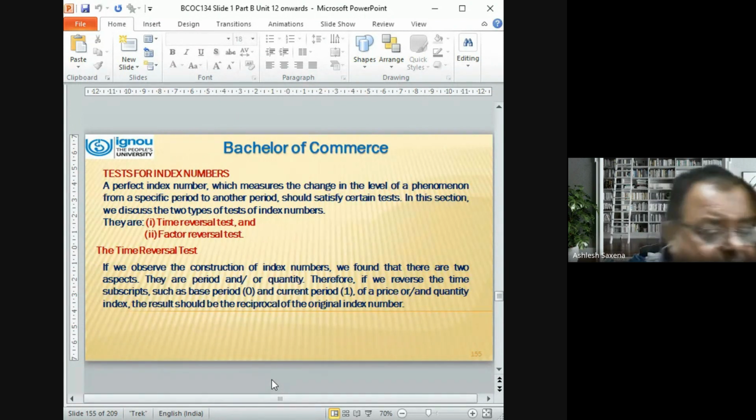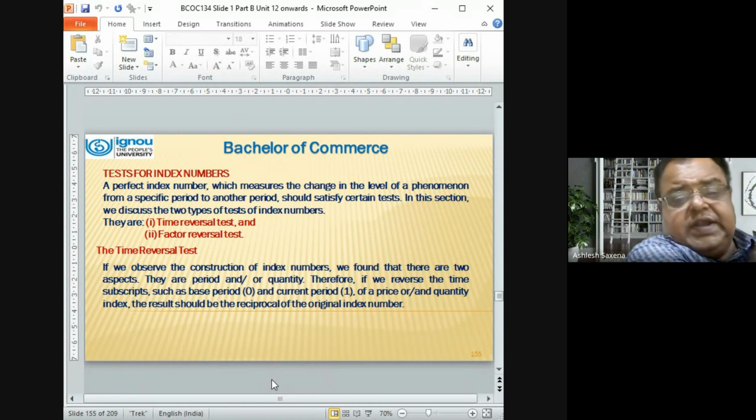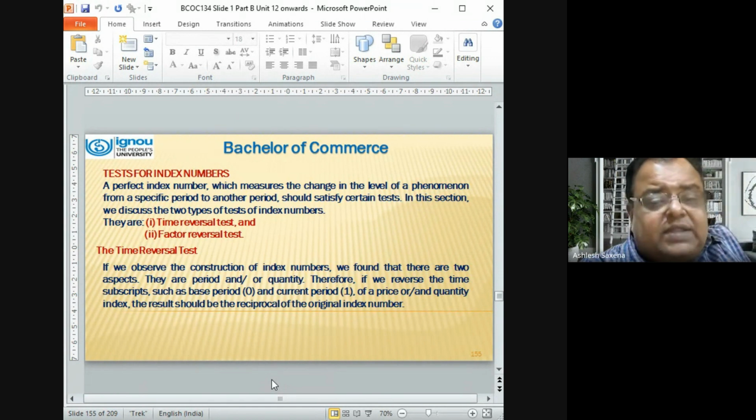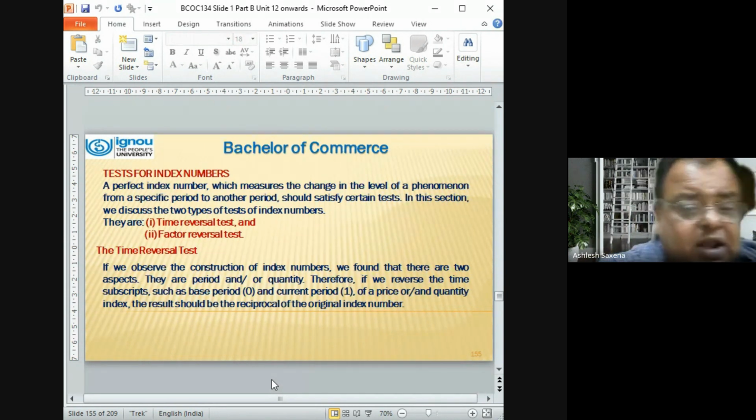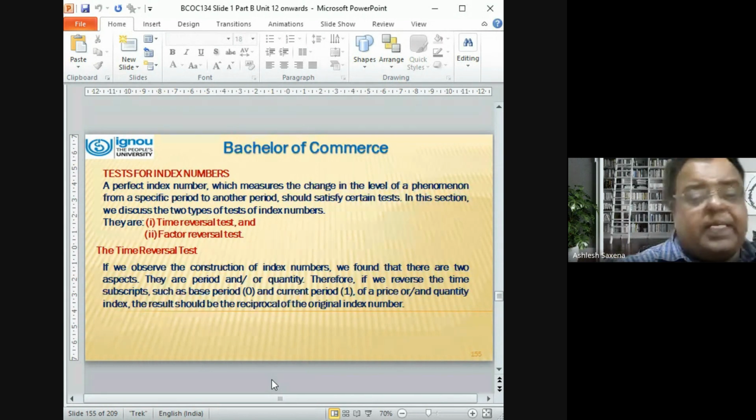As far as time reversal test is concerned, if we observe the construction of index number, we find that there are two aspects. They are period and the quantity. However, if we reverse the time subscript such that base period 0 and current period 1 as a price or quantity index, the result should be the reciprocal of the original index number. Now we will see how.